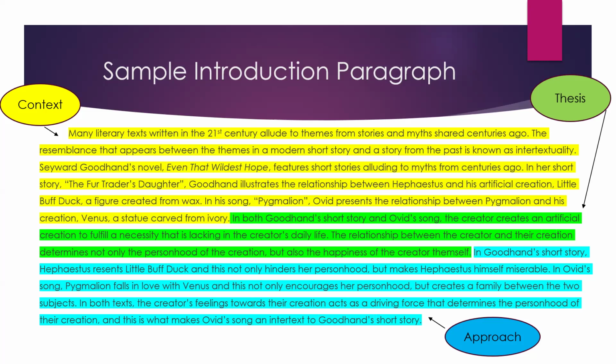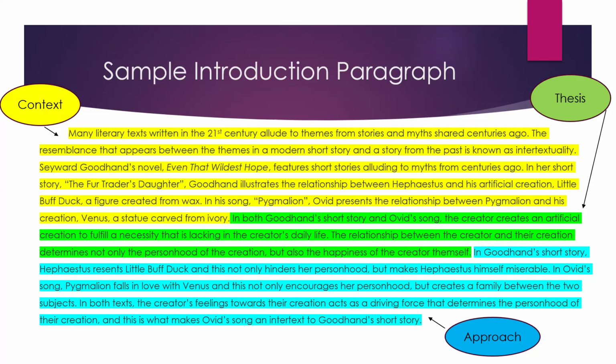Now let's take a look at my thesis statement. In both Goodhand's short story and Ovid's song, the creator creates an artificial creation to fulfill a necessity that is lacking in the creator's daily life. The relationship between the creator and their creation determines not only the personhood of the creation, but also the happiness of the creator themselves.